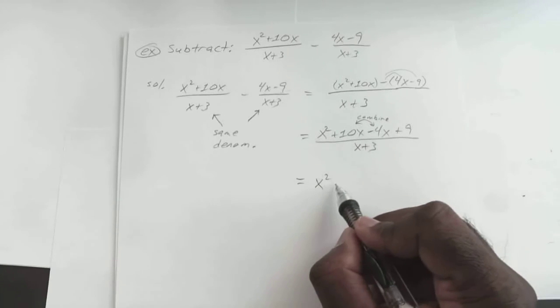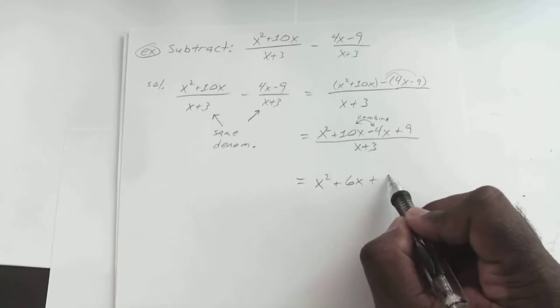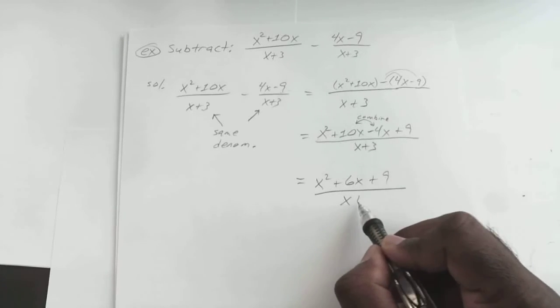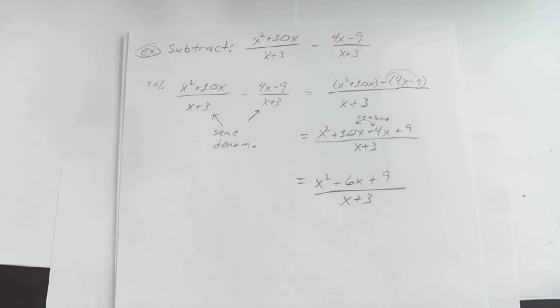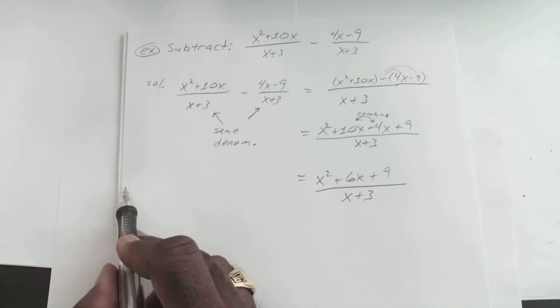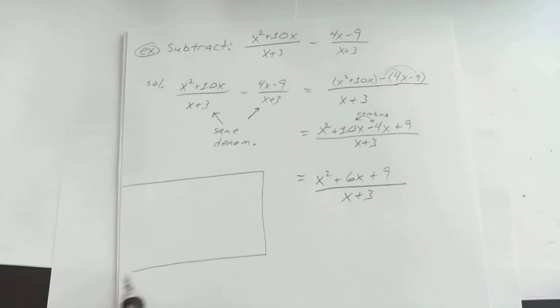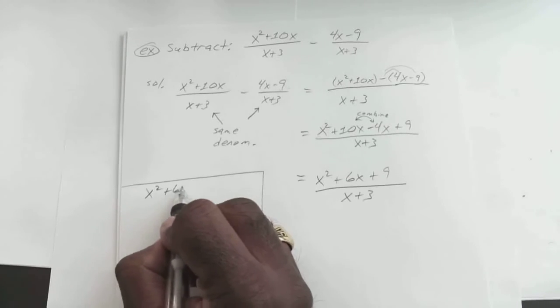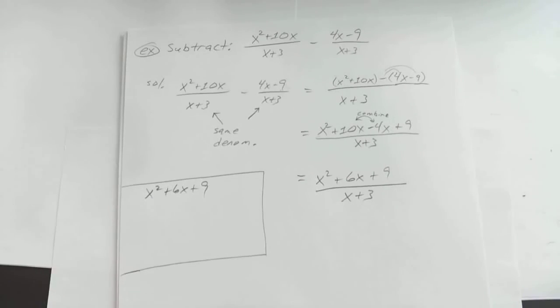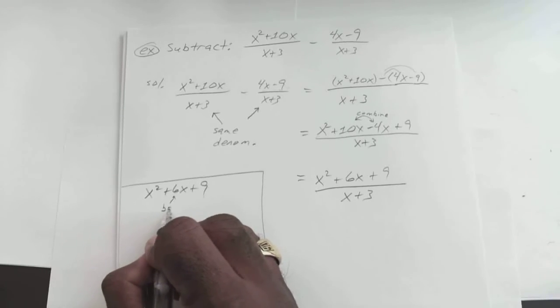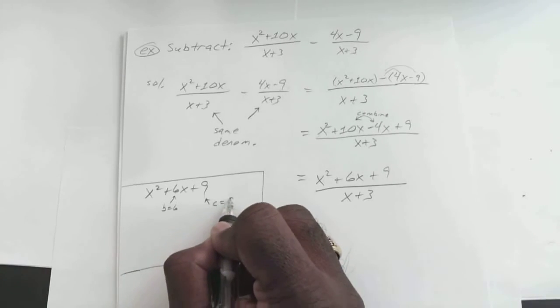And that gives us (x squared plus 6x plus 9) over (x plus 3). Okay, which looks like you're done, but you always want to make sure. So whenever you're left with a polynomial, you always want to factor just to make sure anything can cancel out. So we know that x squared plus 6x plus 9, our b is equal to 6, and our c is equal to 9.